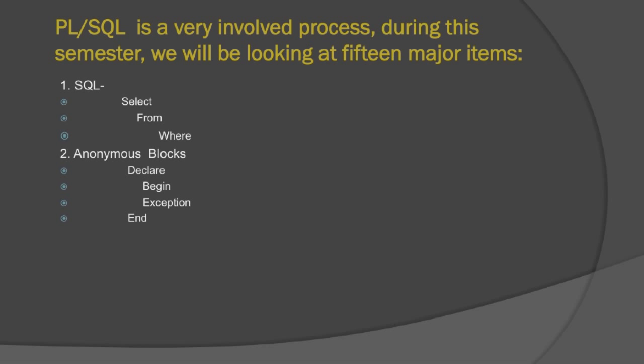The exception is where you capture information that is outside some established parameters. Yes, it could be an error, or it could be something that's outside parameters. It doesn't necessarily have to be an error. It could be just data that's not consistent with what you're looking for, and then you end. Now, there are two kinds of blocks. There's the anonymous block that is not stored, and there's a named block that is stored.